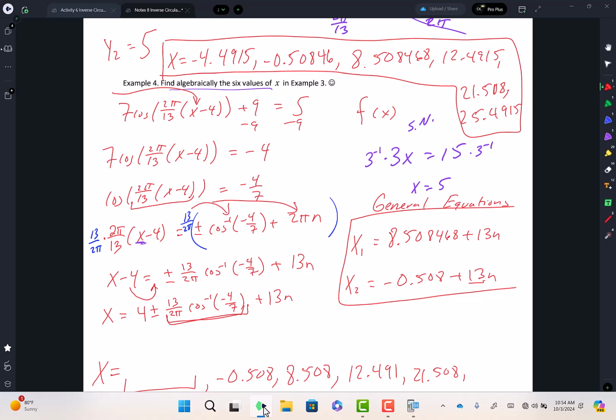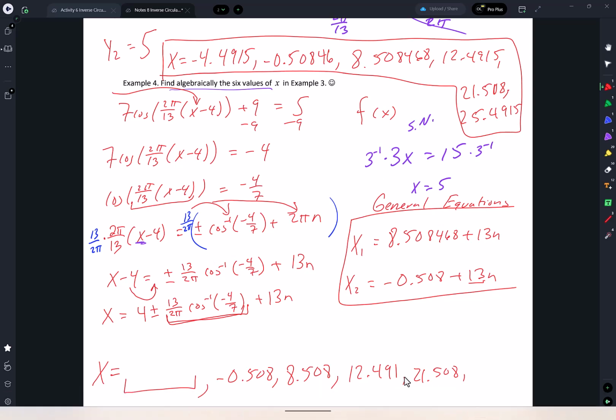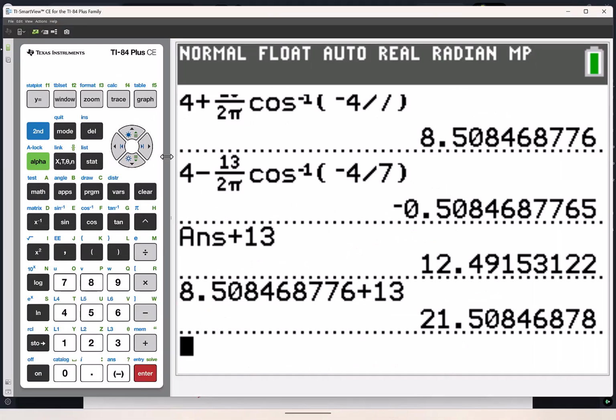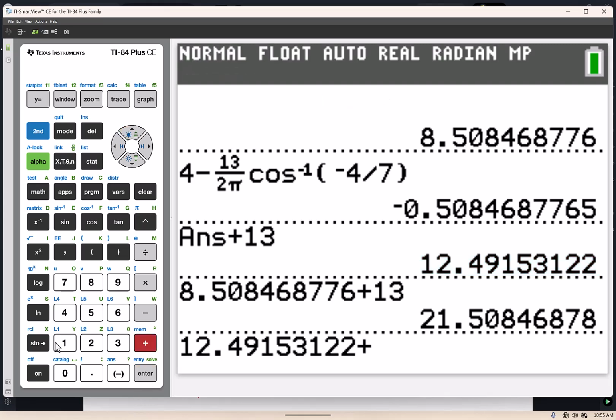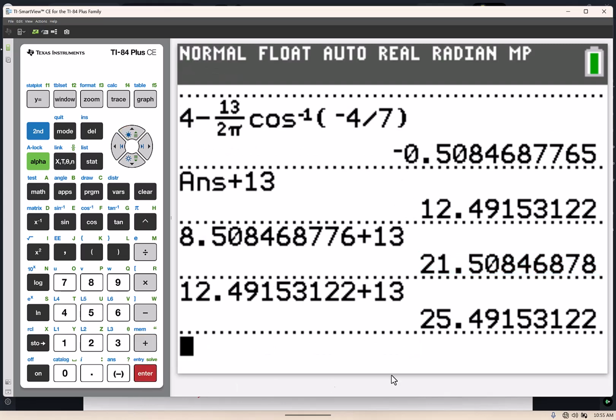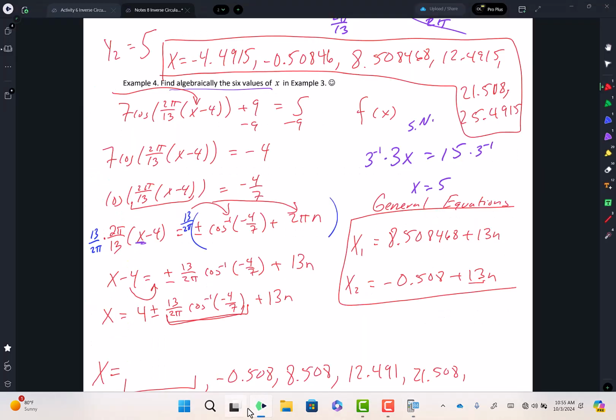How do I get the last one, the 25.491? Take the 12 and add 13. I guess you can just go 12 plus 13. There it is, 25.491.